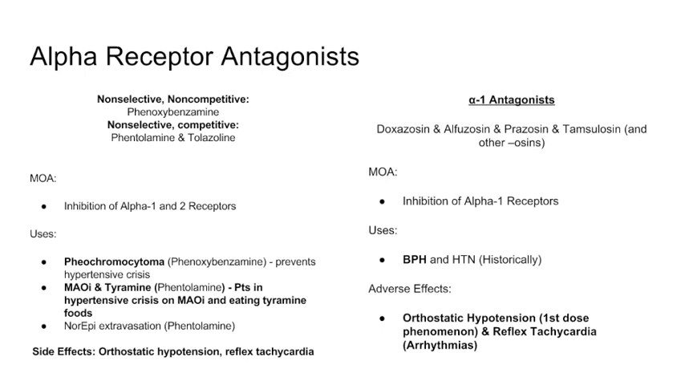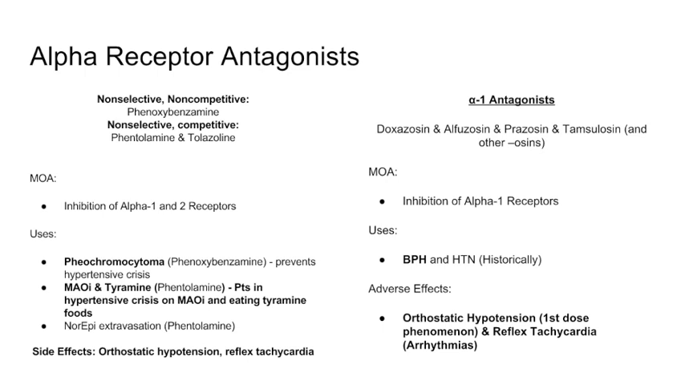Alpha receptor antagonists. We're going to start with the non-selective ones, which you're not really going to see as much, though there's a little high yield point here and there. Then there are the alpha-1 specific antagonists, which you will see all the time. The non-selective, non-competitive one is phenoxybenzamine, and the non-selective competitive ones are phentolamine and tolazoline. These inhibit alpha-1 and alpha-2 non-selectively. They antagonize with mass effect.